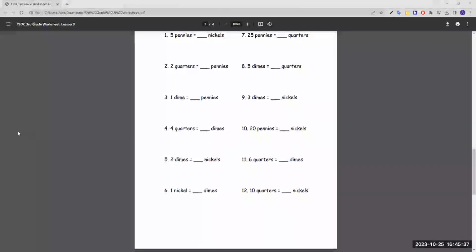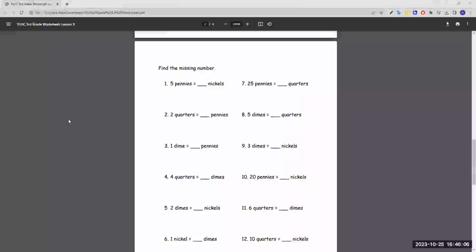1 nickel equals blank dimes. So 1 nickel equals 5 cents. And 1 dime is 10 cents. So if we just divide these, then we get 0.5 dimes. This also checks out because 1 dime is 2 times the amount of 1 nickel.